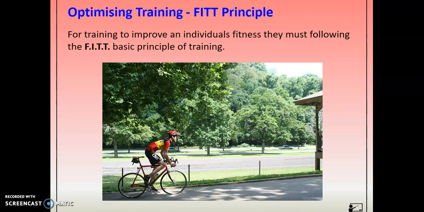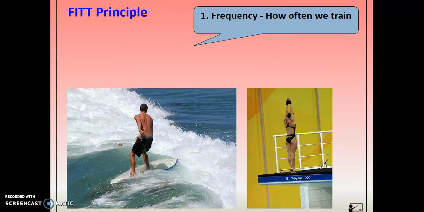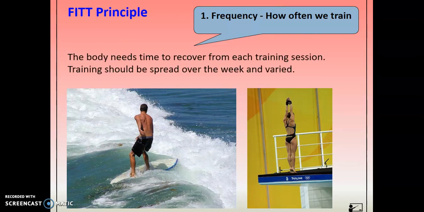So FITT principle then, this relates to when you're trying to progress your training, when you're trying to apply overload. A couple of ways you can do it. One way is to increase the frequency, so increase how often you train. Now you're going to need to tell me how often you plan on training, how often you plan on carrying out your training program.